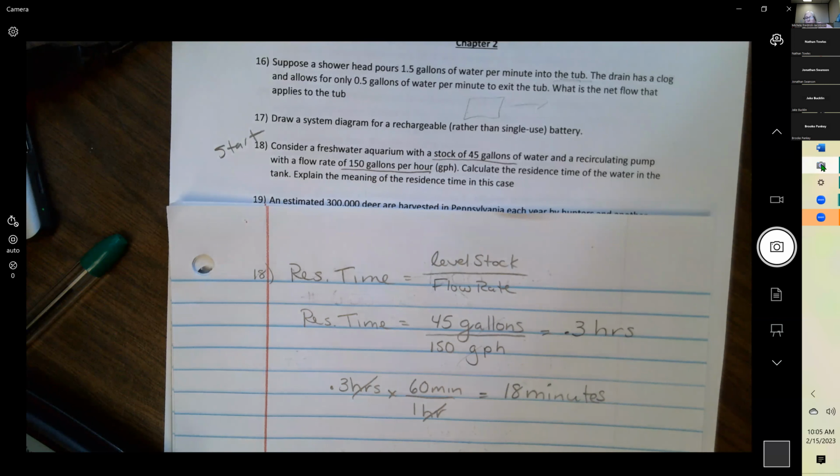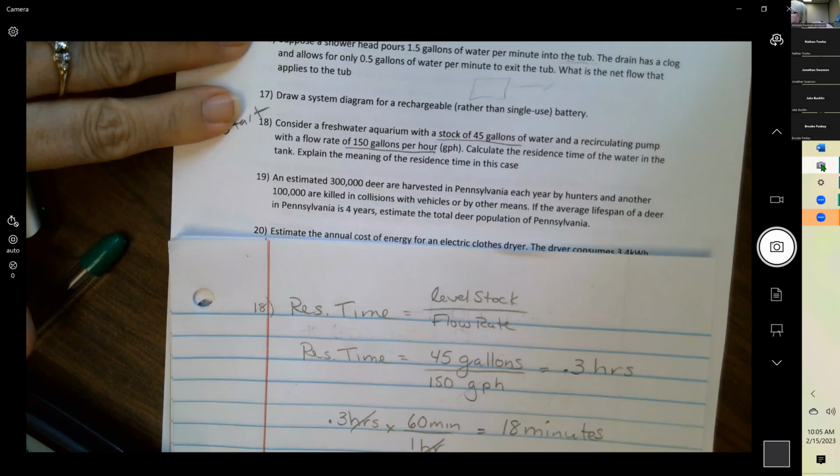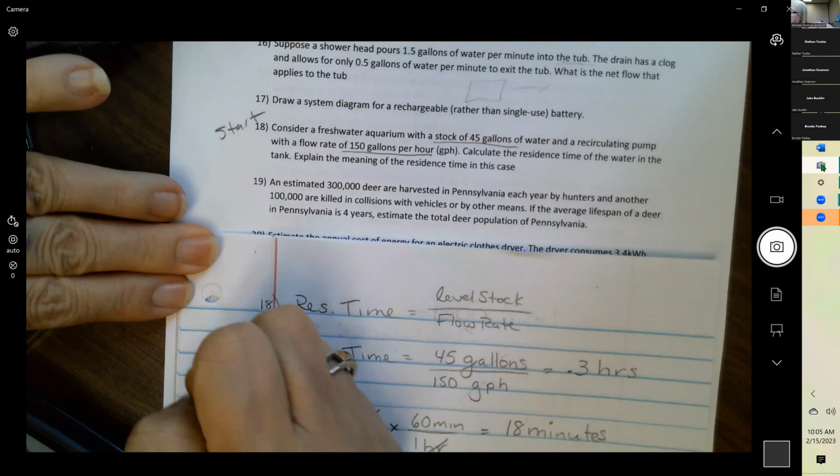Any questions on that? So if you dumped water into the tank, it takes 18 minutes before the water you just put in circulates. Any questions? Definitely.